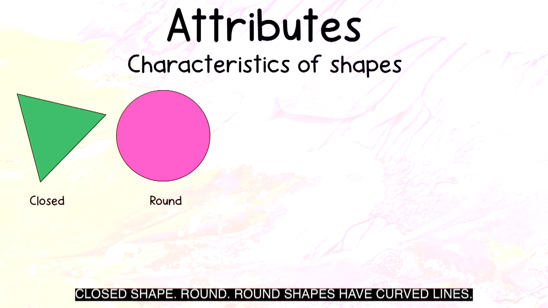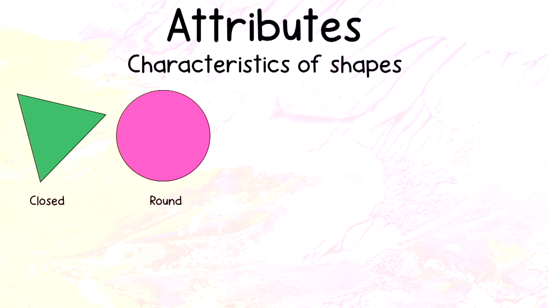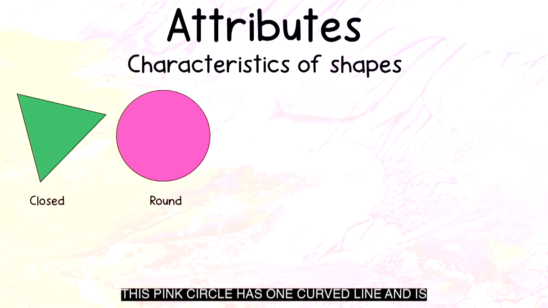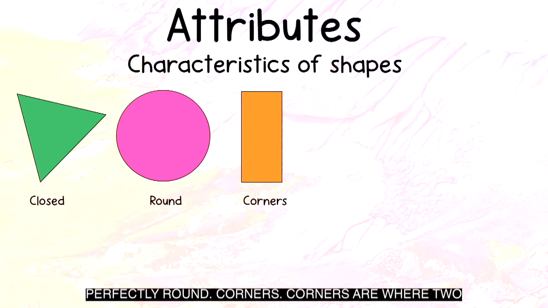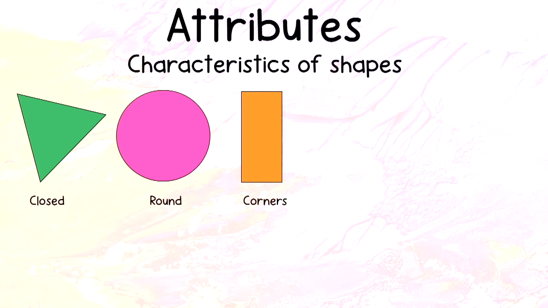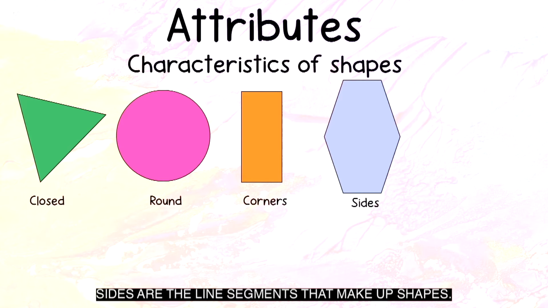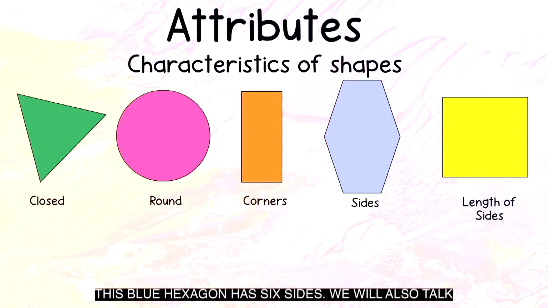Round. Round shapes have curved lines. This pink circle has one curved line and is perfectly round. Corners. Corners are where two lines meet. This orange rectangle has 4 corners. Sides are the line segments that make up shapes. This blue hexagon has 6 sides. We will also talk about length of sides. This yellow square has 4 equal sides.